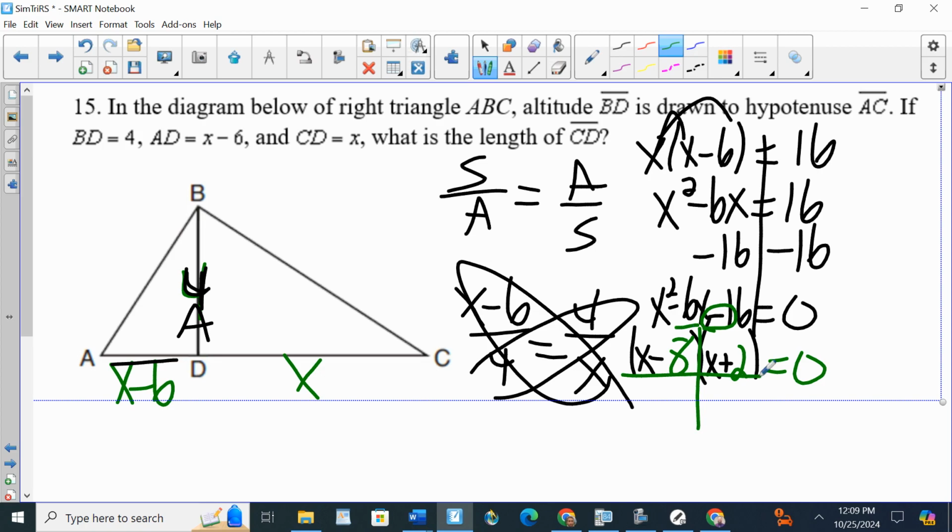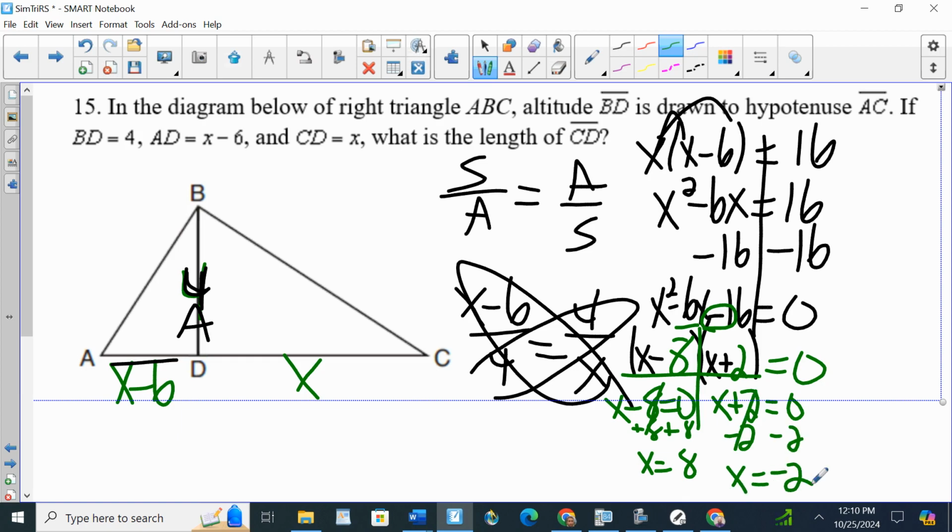Set each factor equal to 0. Essentially, the sign ends up changing. I get x equals 8. I get x equals negative 2. Now, I can't have a negative length of a side of a triangle, so I reject the negative answer. I have x equals 8.